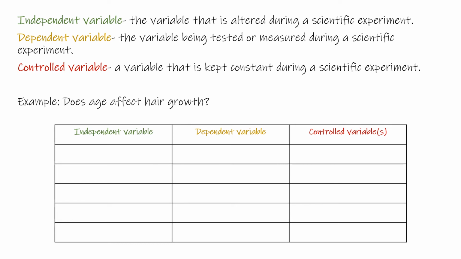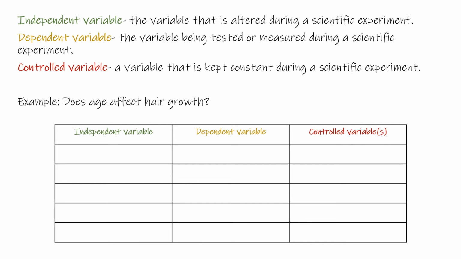So in order to conduct an experiment of how age affects hair growth, we have to figure out all the factors that will affect hair growth. And then we have to indicate whether they are independent, dependent, or controlled variables. So before we move on, I would like you to pause this video and write down what those variables are and whether they are independent, dependent, or controlled. Okay, so now that I believe you've done so, let's look at the answers.